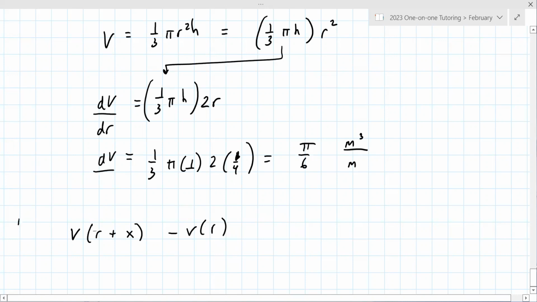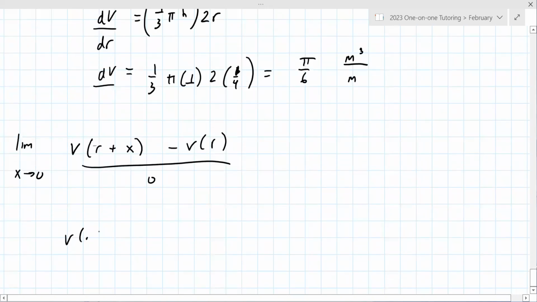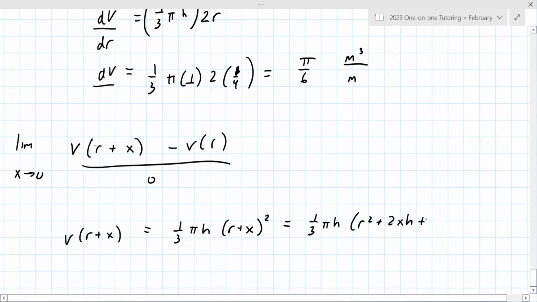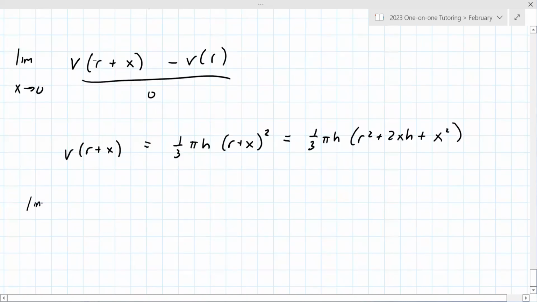And then the limit as x goes to 0. So yes, you do have to go and do your V of R plus X, which is 1/3 pi H times (R plus X) squared. So it's 1/3 pi H times R squared plus 2RX plus X squared. And so that comes down here, limit as x goes to 0.